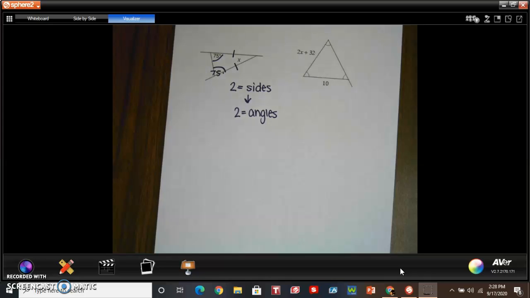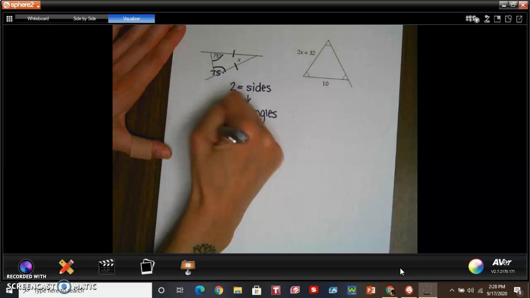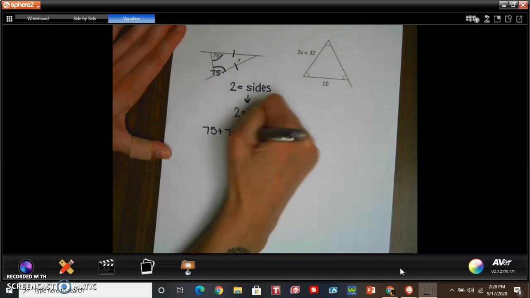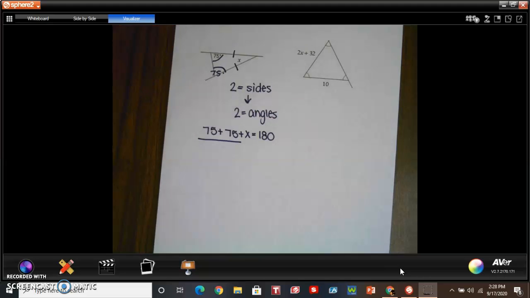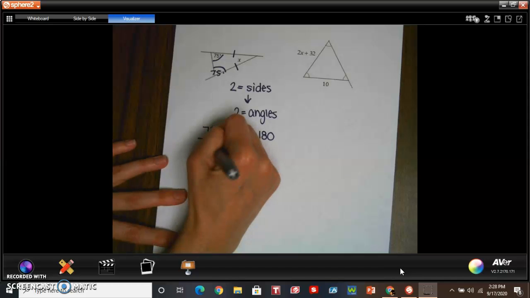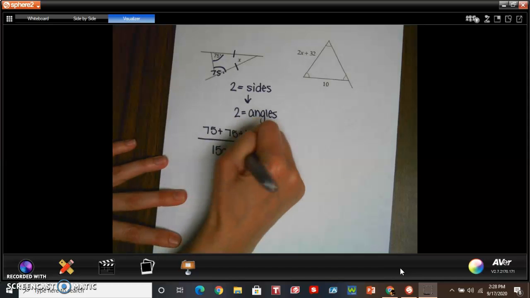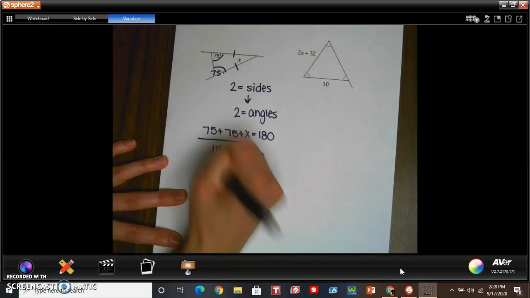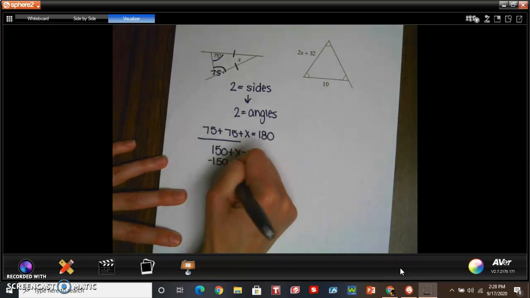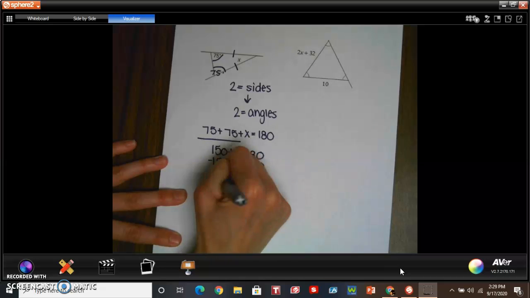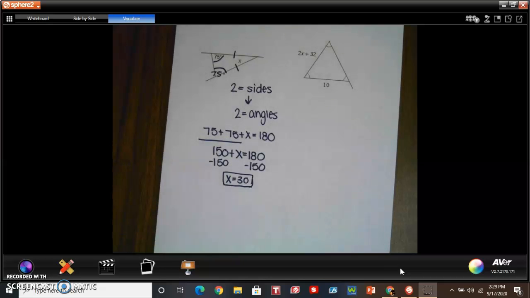Well, remember, a triangle equals 180 degrees. So we would do 75 plus 75 plus x equals 180. Combine your like terms. We get 150 plus x equals 180. Subtract 150 from both sides to get x by itself. And we get x equals 30. This is a problem from your homework that you have the answer to.